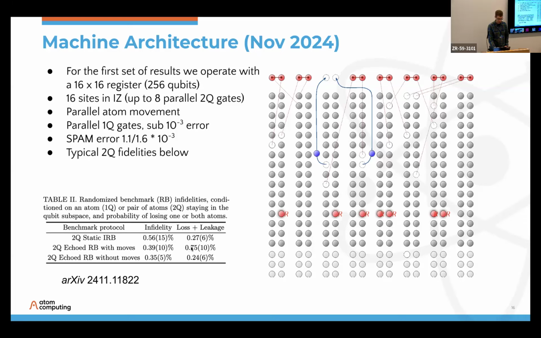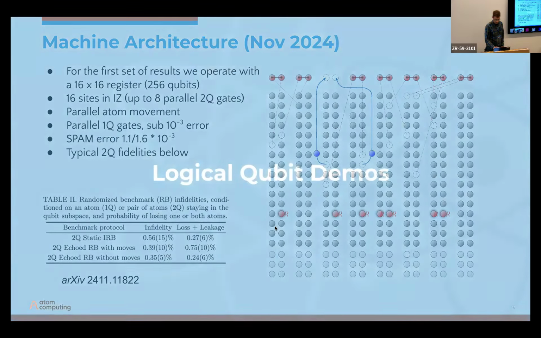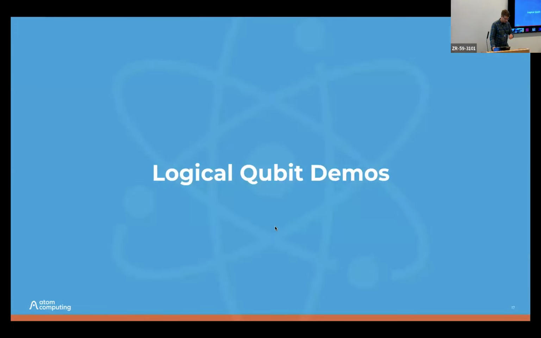There's also a 0.75% probability of losing an atom, which goes away. So those two things added together are essentially the total gate error associated with two-qubit gates. All right, this is the machine we're working with. I blew by that in a minute and a half, and the rest is just going to be about what we have actually done with it.